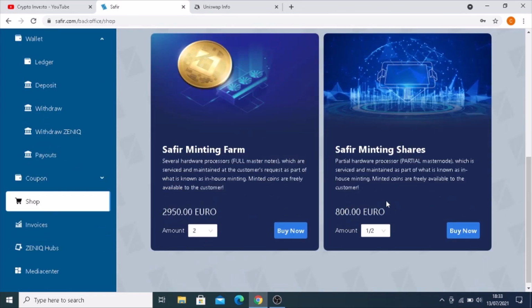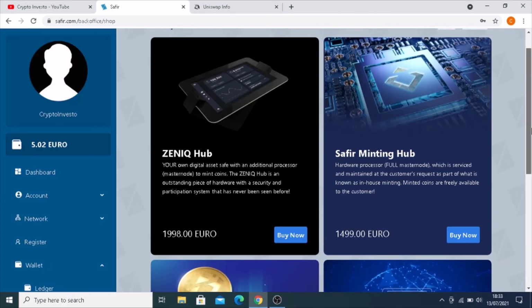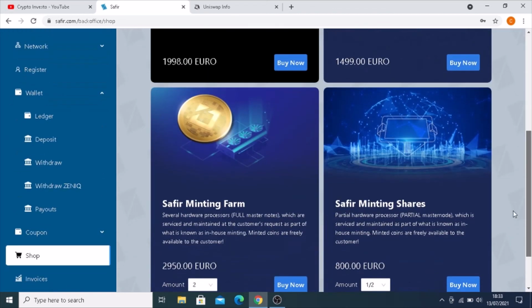There should be a little information tab on here so you can have a bit of a read up, but it's nothing. It just gives a brief bit: partial hardware processor, partial master node, full master node, but it doesn't state what you're missing or what you're not getting. But I guess that's part of the fun and part of the journey.